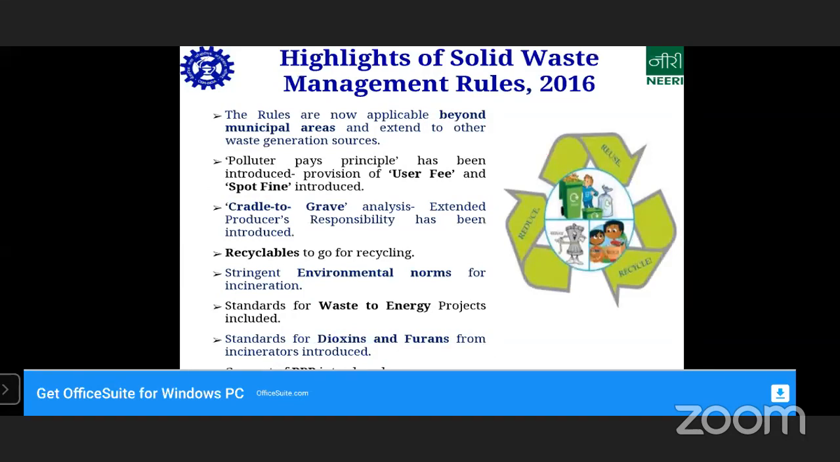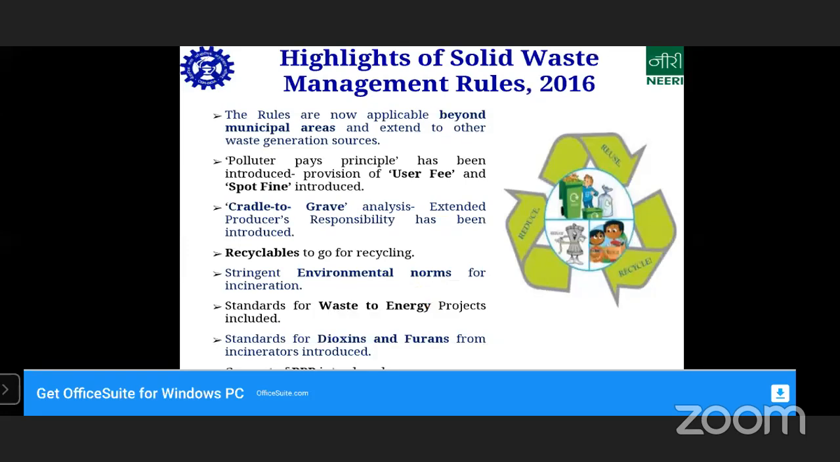There are rules called the Solid Waste Management Rules 2016. There is a newer version of this also, but the basis is this only. The important parts are that there is a user fee, and there is a spot fine if you don't follow a few principles. The recyclables should go for recycling and shouldn't be taken anywhere else. There are stringent norms for incineration if you are going for incineration. Then there are separate standards for waste-to-energy projects that are included in this.